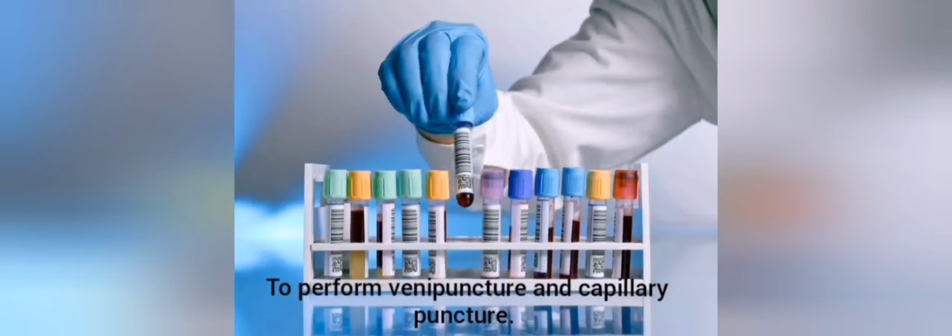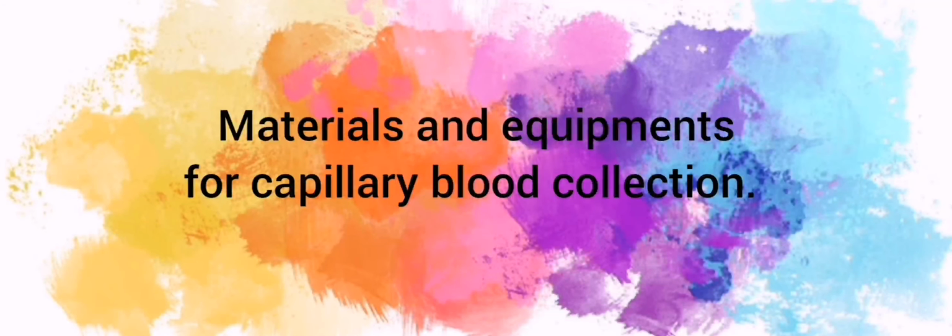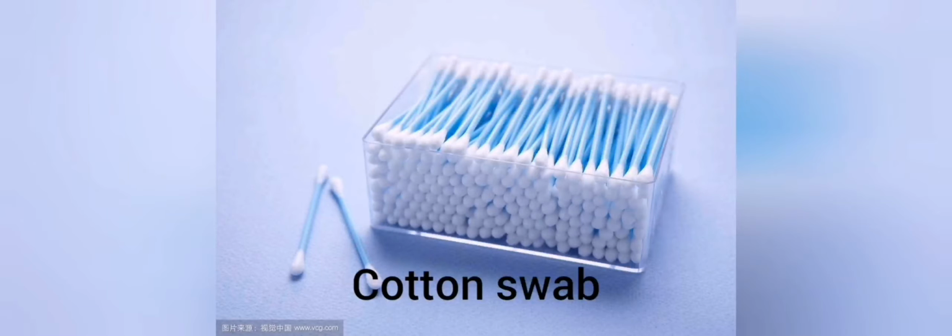The objective of this experiment is to identify the potential sites for blood sample collection and to perform venipuncture and capillary puncture. For capillary blood collection, we only need disposable sterile lancet, alcohol pads, cotton swab and designated pipette. For the capillary blood collection, finger prick method is being used.